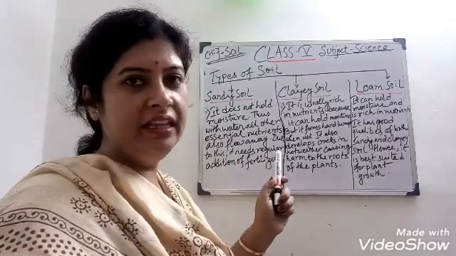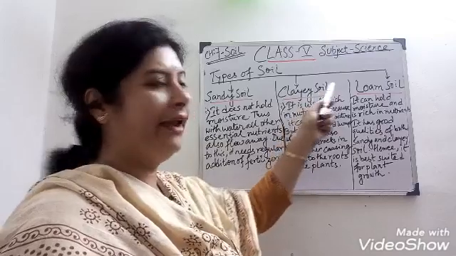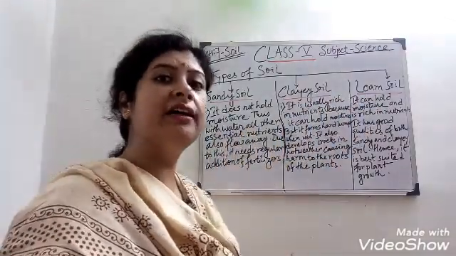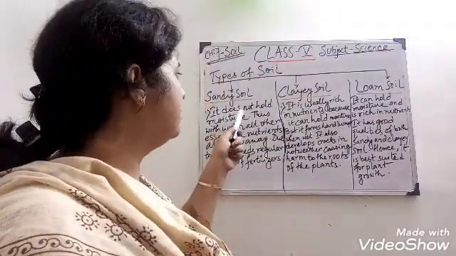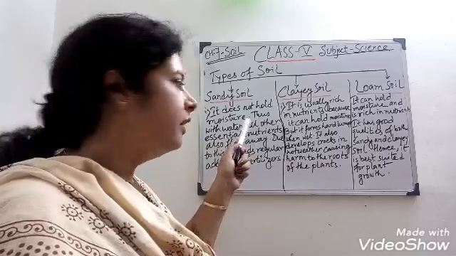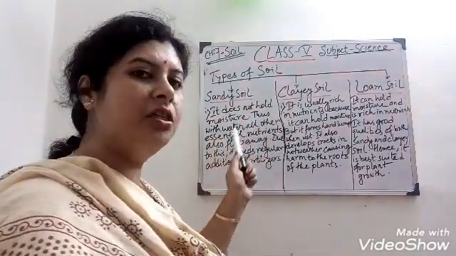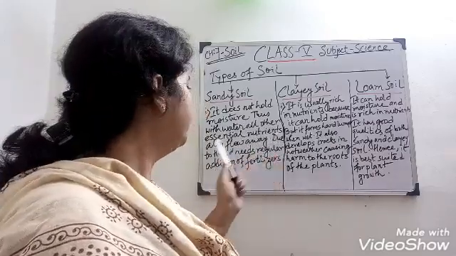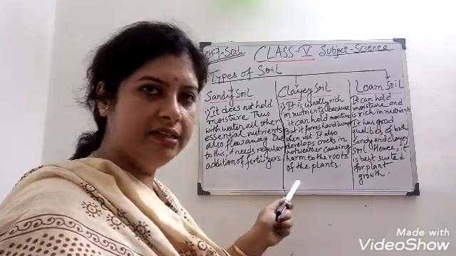Now our second topic is types of soil. Soil is mainly of three types: sandy soil, clay soil and loam soil. Now, what are the features or characteristics of sandy soil? It does not hold moisture. Thus, with water, all other essential nutrients also flow away. Due to this, it needs regular addition of fertilizer.